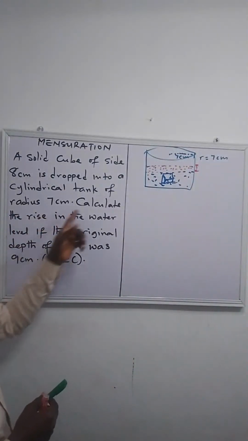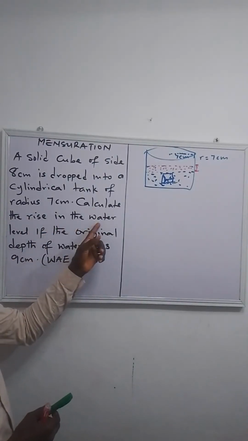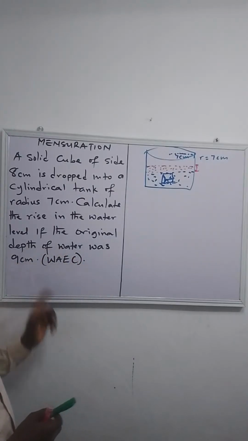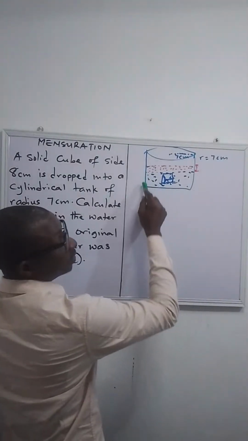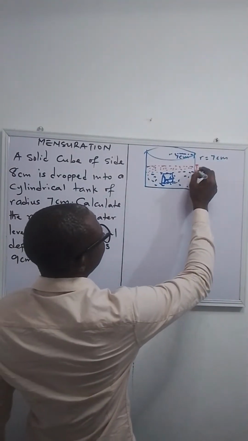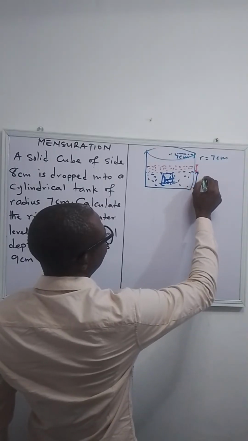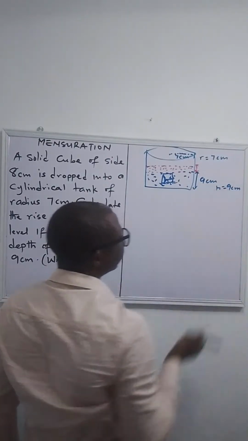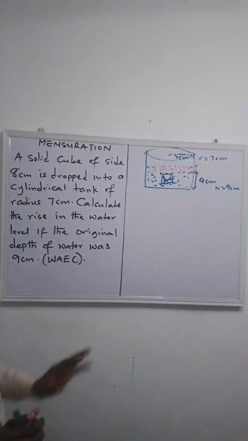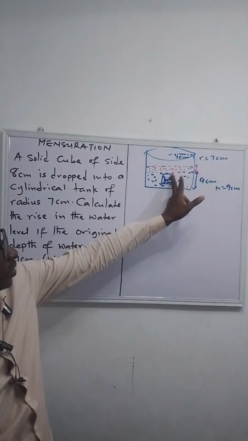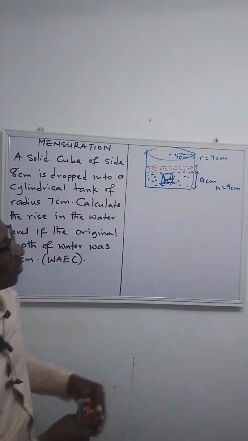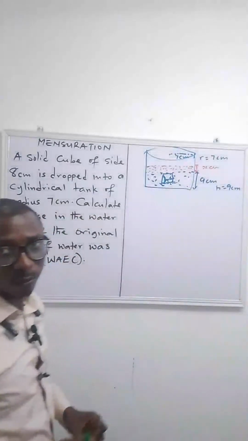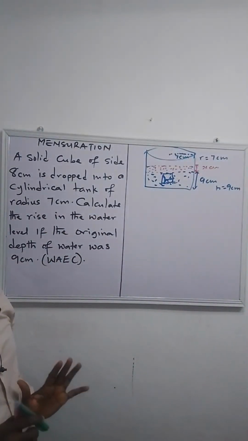The question wants us to calculate the rise in the water level if the original depth of water was 9 centimeters. That means the height of this water in the cylinder is 9 centimeters. So H is 9 centimeters. Do you understand now? So we want to get this height. Once the cube is dropped inside, the height must have increased by X centimeters, and that's what we want to get. I hope you understand that now.